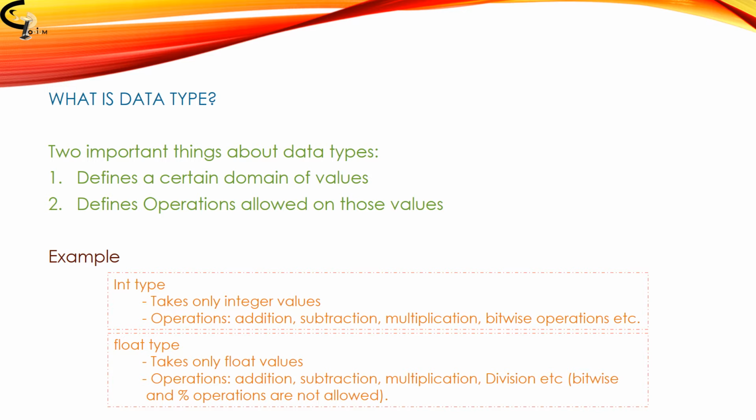For example, if we talk about integer type, we know that it takes only integer values, but the operations allowed on integer values or int type are addition, subtraction, multiplication, bitwise operation. Almost all the operations are allowed on integer type. But if we take another example and we talk about float type, it takes only float values, but the operations allowed on float type are addition, subtraction, multiplication, division. But it should be noted that bitwise and mod operations are not allowed.